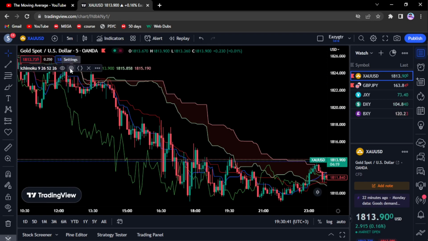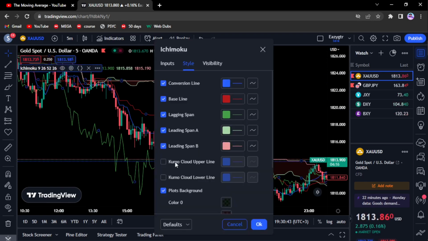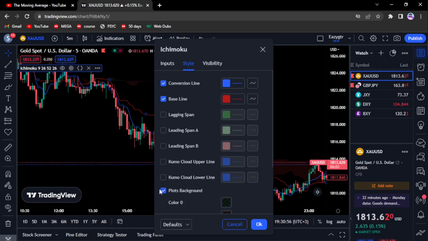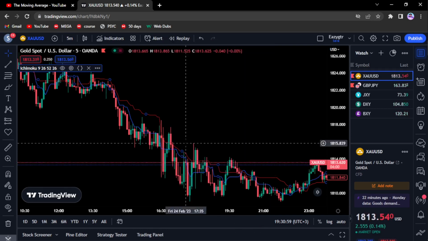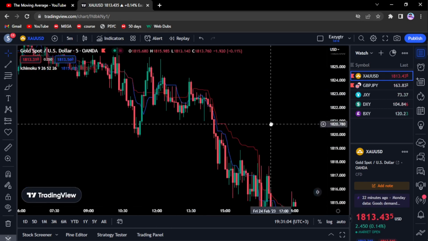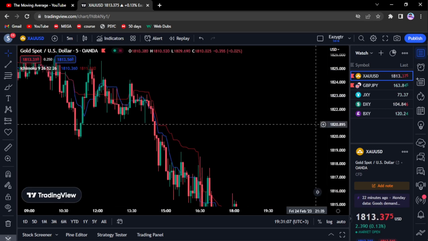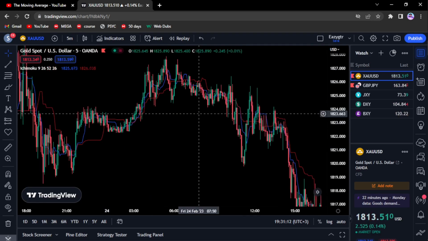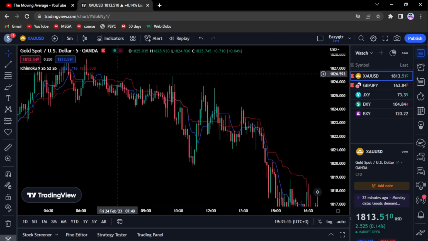So I want you to copy my settings. Just click your settings. You can uncheck this, leave the conversion line and the baseline. You also want to uncheck the plots background and this, which leaves you with two lines that will form your crossover. So when the red line is above the blue line, sell. When the blue line is above the red line, you buy.